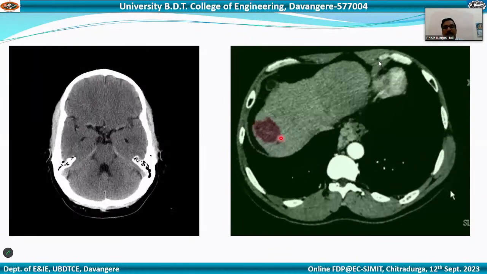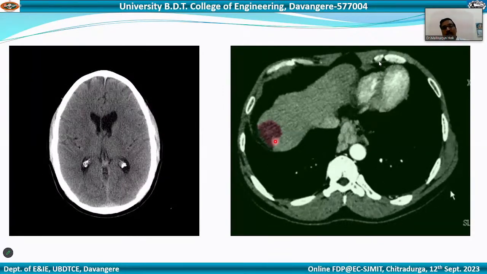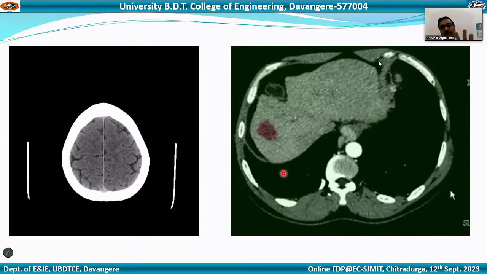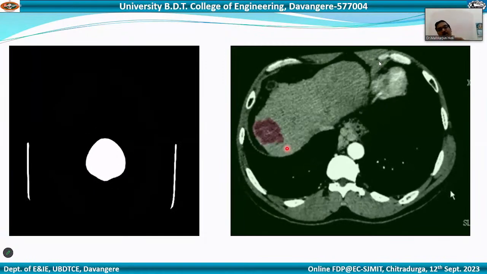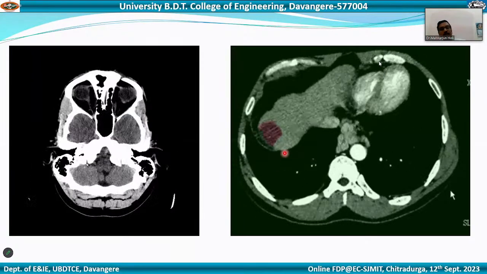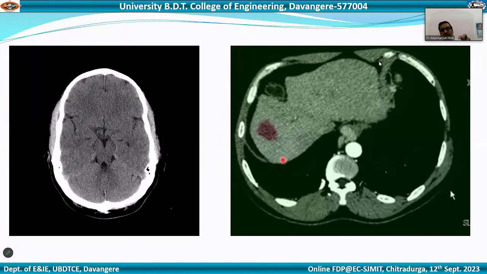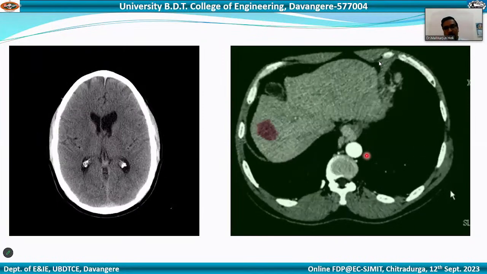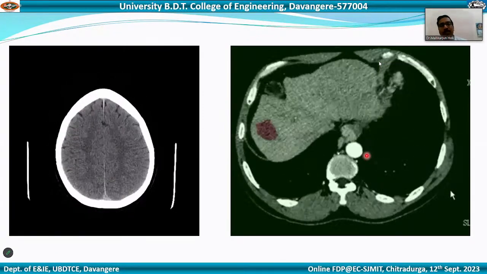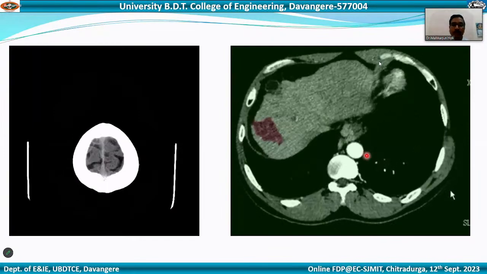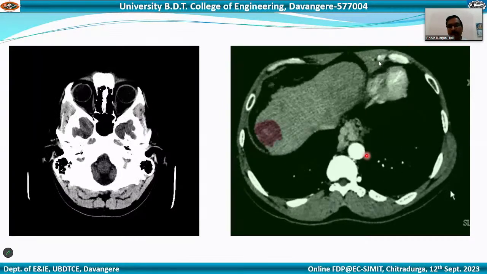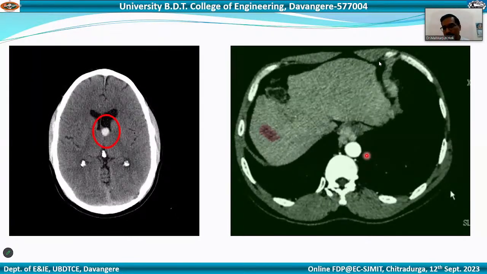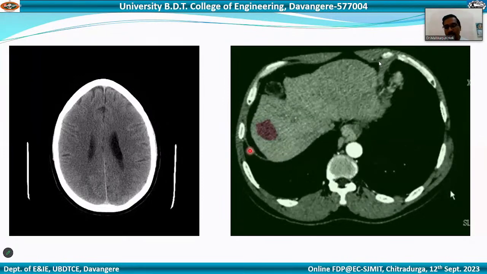You can also get information about the size. The size of the abnormality varies from slice to slice. At one particular slice, the abnormality looks much bigger. When you reconstruct all these slices together, you can get a 3D volume, from which you can get the size of that particular abnormality. So this is a unique imaging modality that is very widely used to study the internal structure of the human body.